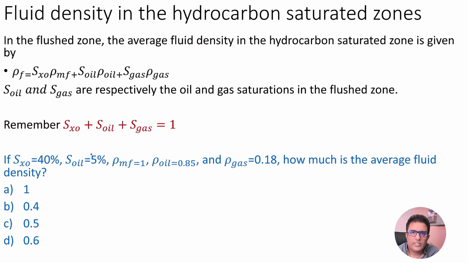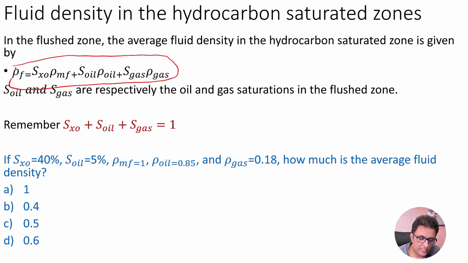In practice, it is possible that we have some hydrocarbon saturation in the formation, and in order to obtain a more accurate estimate of the porosity using bulk density, we have to calculate the average of the fluid density in the formation, and we can use this equation. Here Sxo means the water saturation in the flushed zone, rho mf is the density of mud filtrate in the flushed zone. S oil means the oil saturation in the flushed zone. Rho oil means oil density here. S gas means gas saturation in the flushed zone. And rho gas means the gas density in the flushed zone.